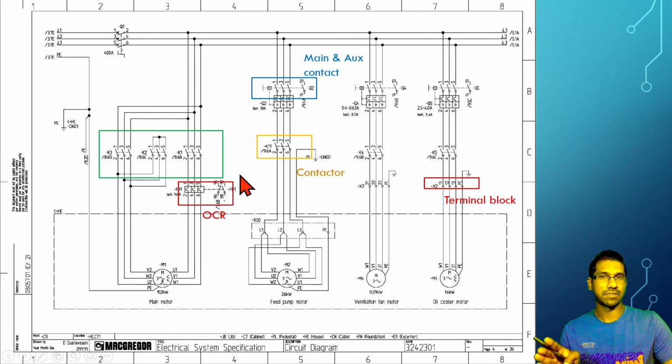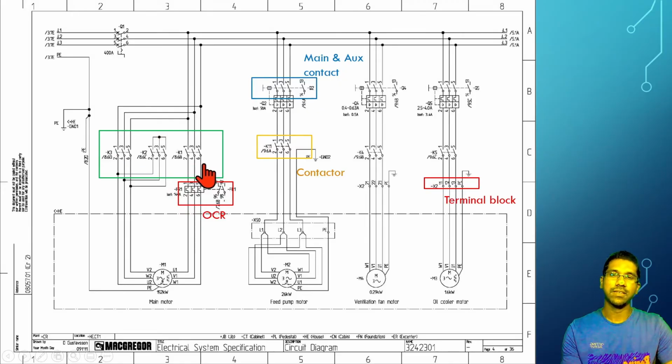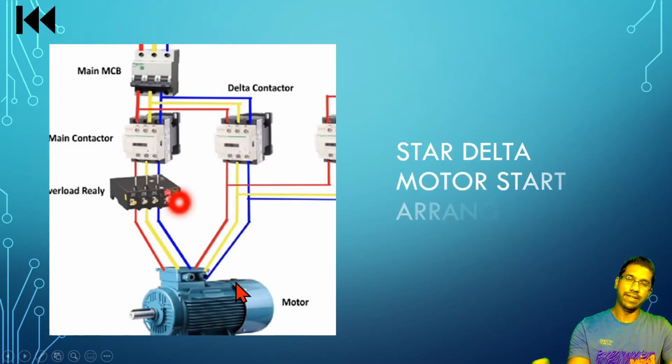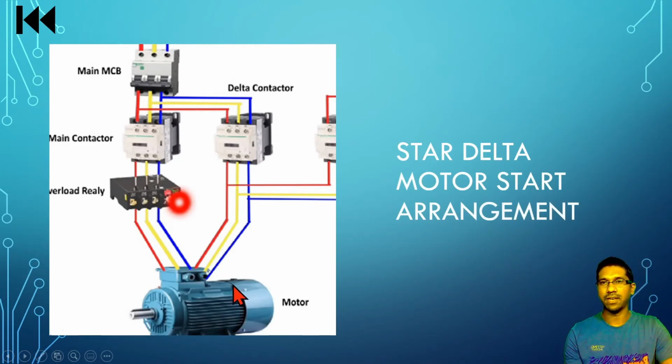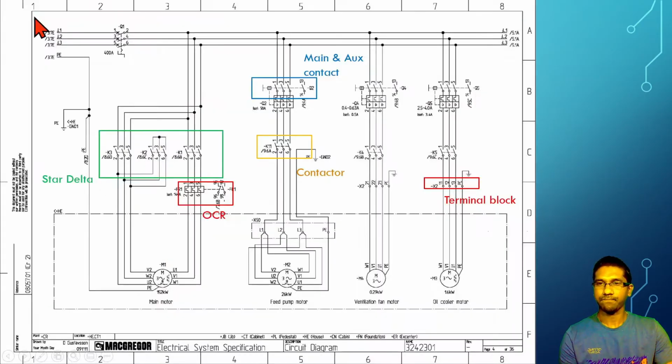Here I will not discuss delta, but just to have an idea about this drawing, this is the arrangement of the star delta starting arrangement. There are three contactors arranged for this star delta starting arrangement. It is for minimizing the starting current. So this is the main circuit breaker, and then the main contact, and then the delta contact, and here will be the star contact, and then an overload relay, the motor.